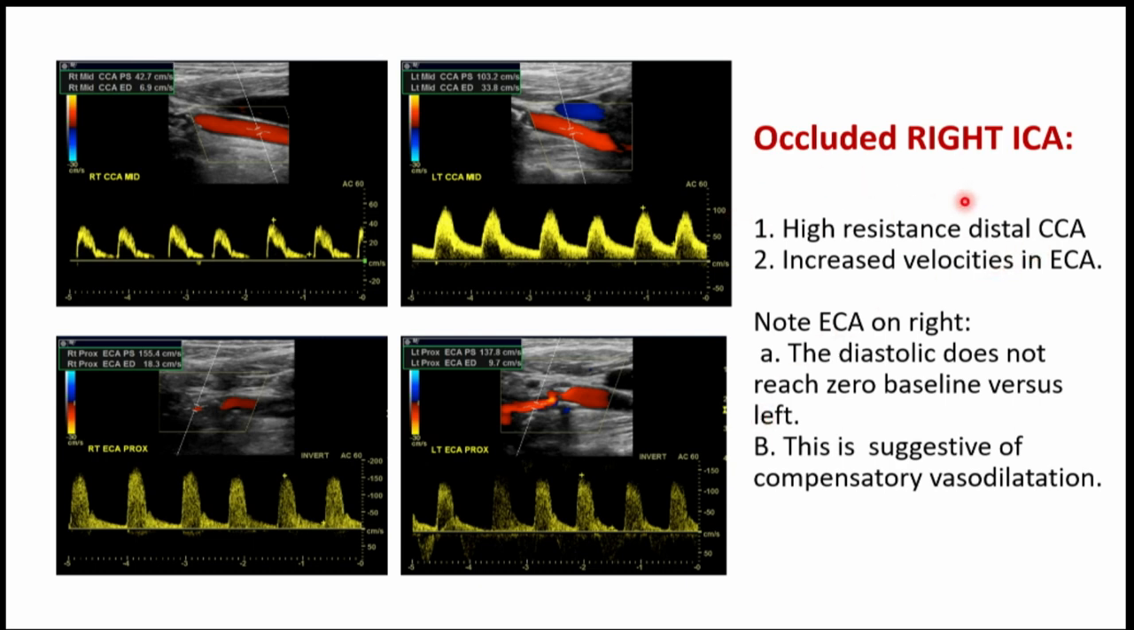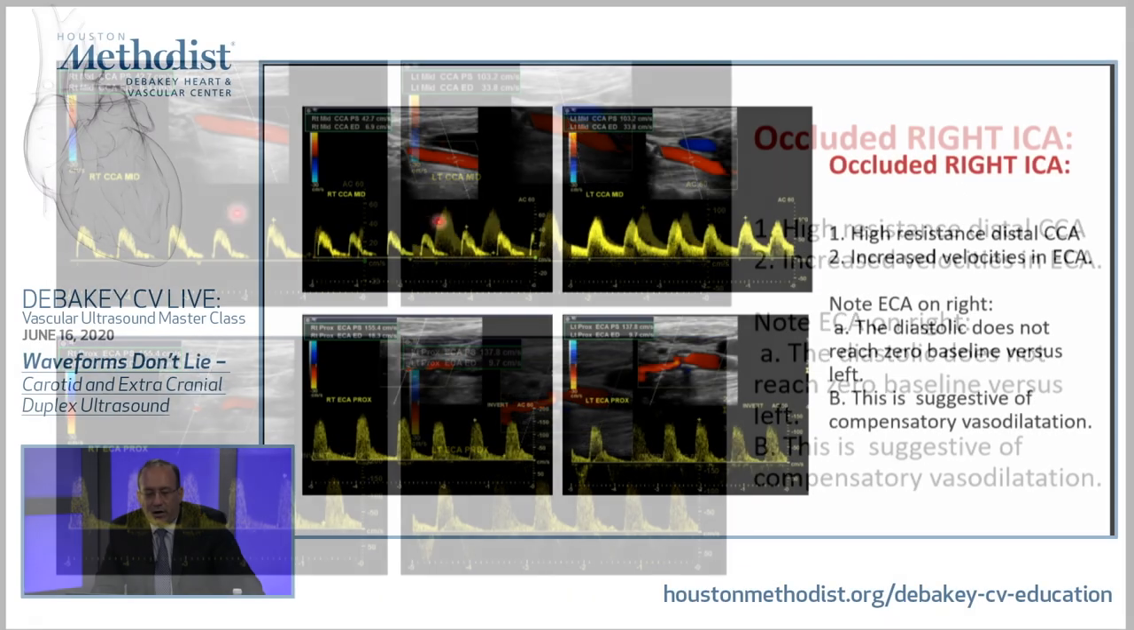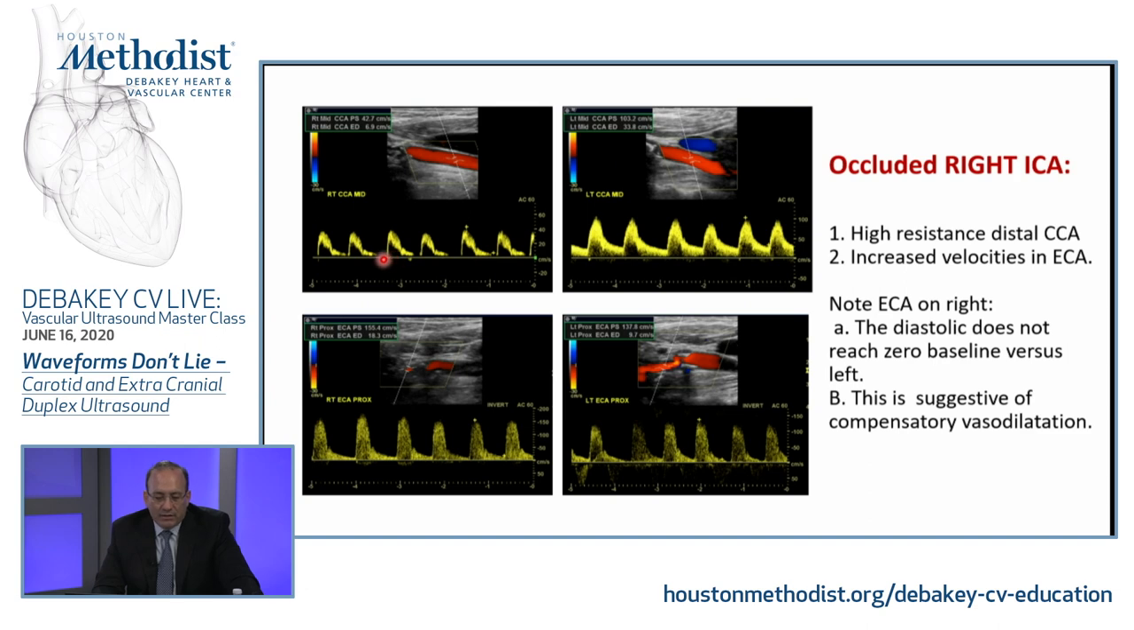Here's another patient. This is a patient with occluded right internal carotid artery. Well, let's take a look and see what happens between the right and the left. So remember, right occluded internal carotid artery. So what we see here is the right internal carotid artery is occluded. What do we expect in the common carotid? Well, it's going to be a high resistance waveform. Look, quick peak, very little diastolic component on the right side.